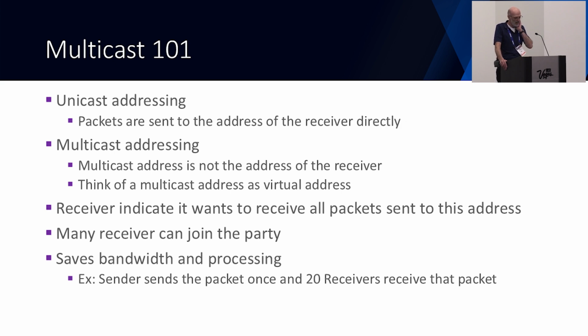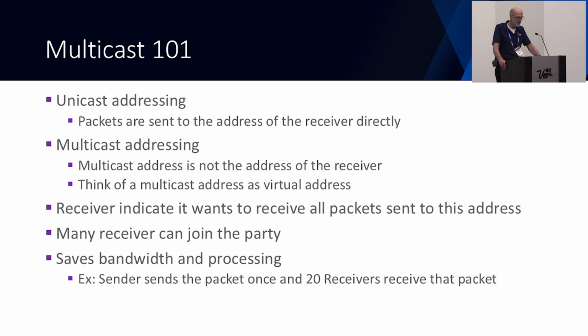Okay, so unicast addressing is when packets are sent to the address of the receiver directly. Multicast addressing, well, a multicast address is not the address of the receiver directly. I like to think of them as virtual addresses on your network. Receivers will tell the network, hey, I'd like to receive all the packets that are being sent to this multicast address. Many receivers can join the party. It saves bandwidth and processing.